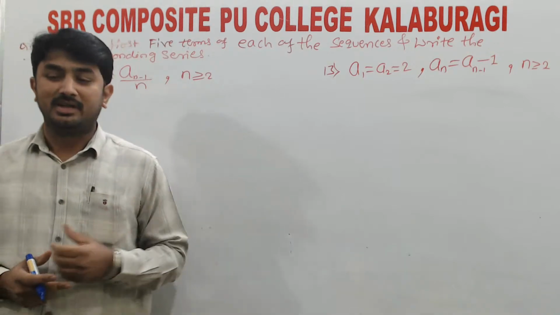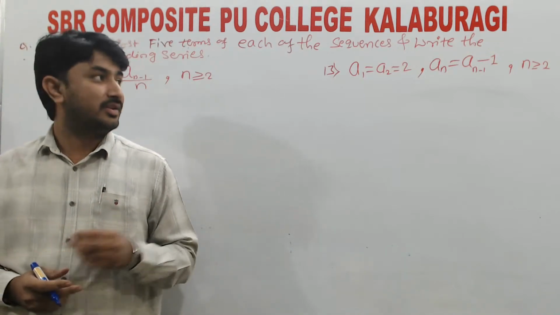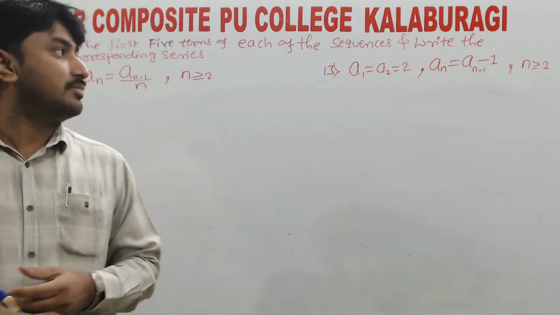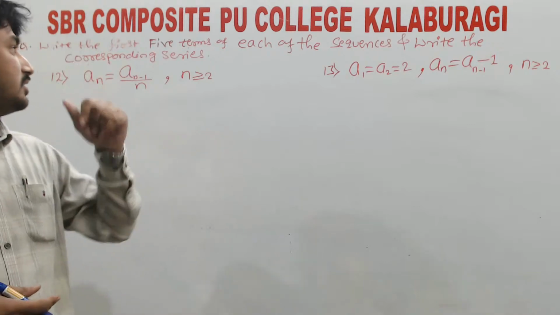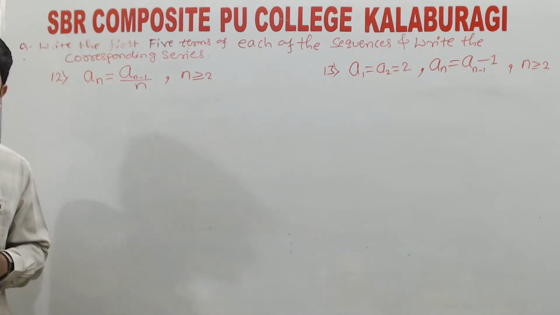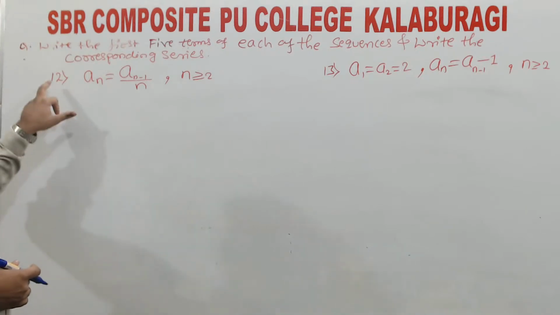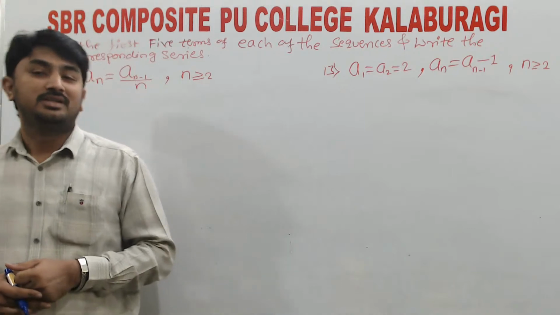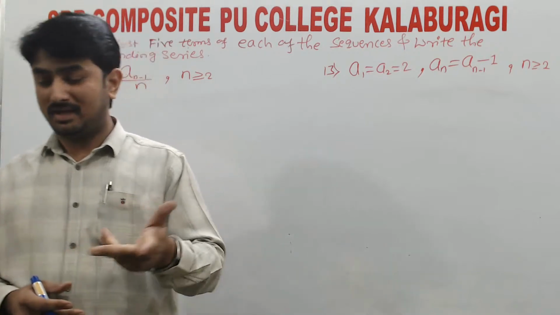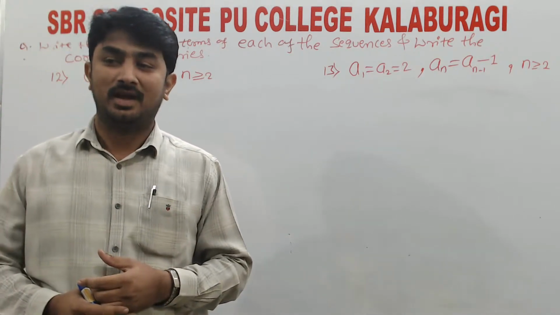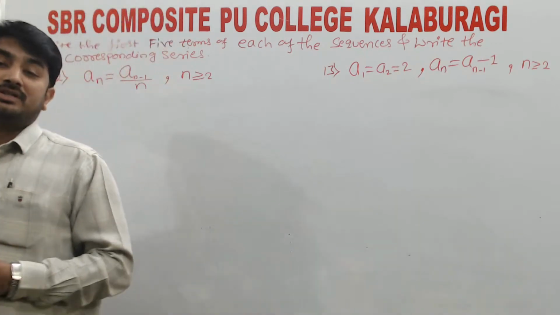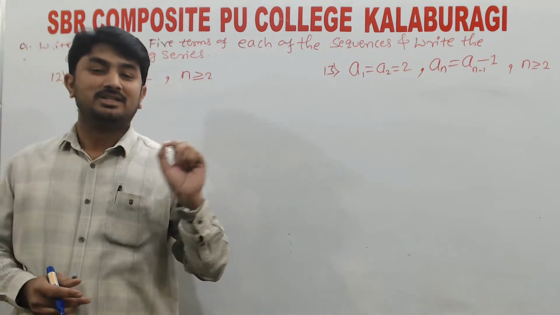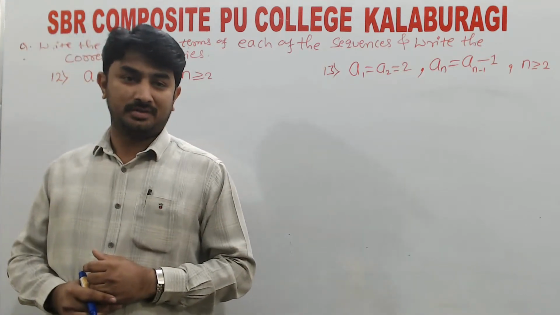There was some technical issue. Yesterday only a few questions were solved. Today I will continue the remaining questions. I think question number 11 is completed. Now today I will start the 12th and 13th questions of exercise 9.1. After that, I will explain the Fibonacci sequence, which completes the first exercise 9.1. After that, I will go for the detailed study of arithmetic progression.